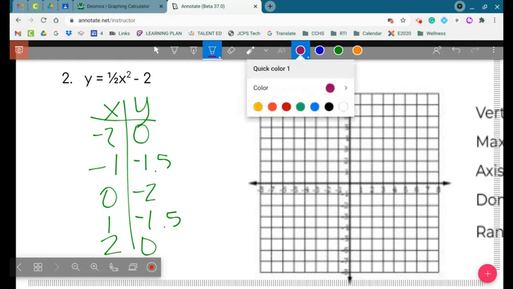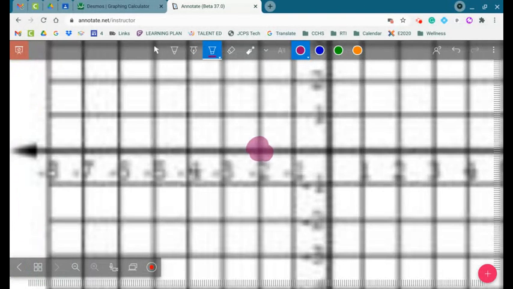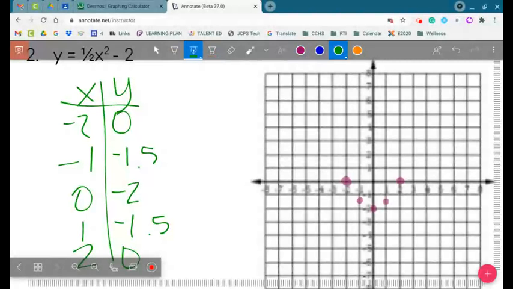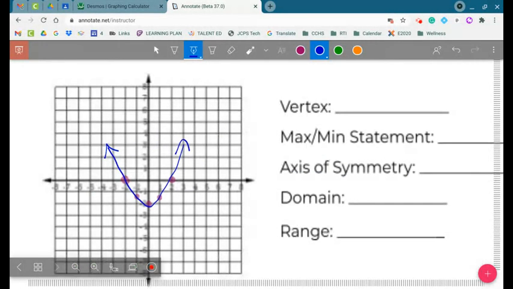Okay, plot your points. So -2, 0, -1, -1.5, so it's going to be down here. 0, -2, 1, -1.5, and then 2, 0. So this one has a wider shape. So our vertex is this bottommost point, which is 0, -2.